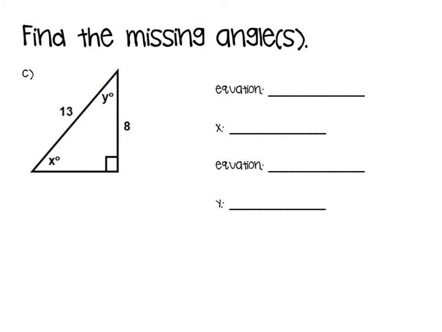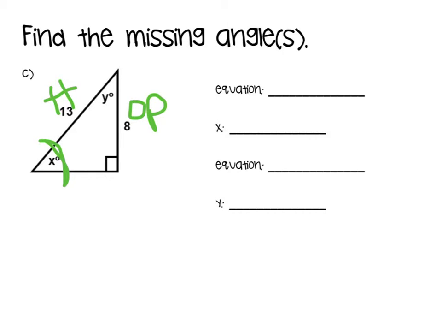Let's look at the table. Here we have two missing angles. Let's start by finding x. I'm going to ignore the fact that there's even a y. So I'm going to mark my angle, which is x. Based on x, 8 is my opposite, and 13 is my hypotenuse.